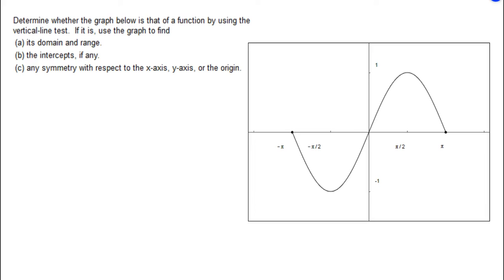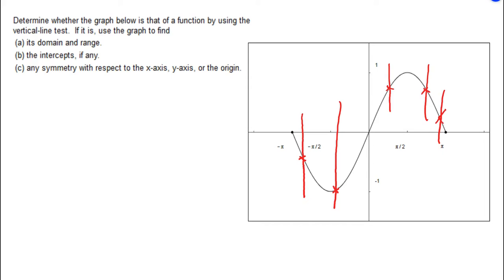So we're going to start with determining if this is a function using the vertical line test. The vertical line test says that we draw vertical lines and we're taking a look at how many times these vertical lines cross the graph. As I draw a few vertical lines, I'm noticing that these vertical lines only cross the graph once. So this is a function. It passes the vertical line test.